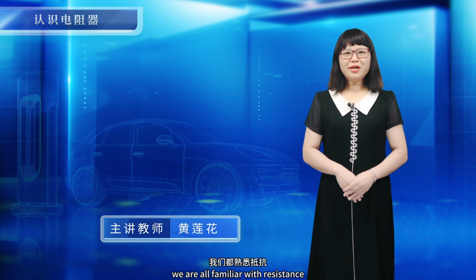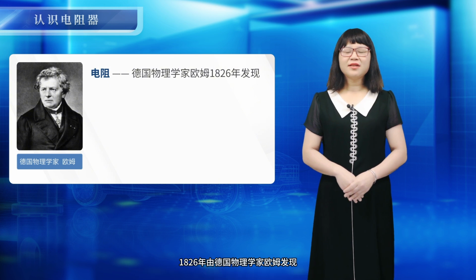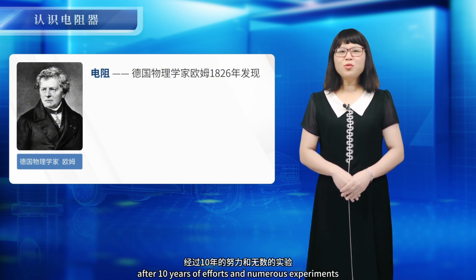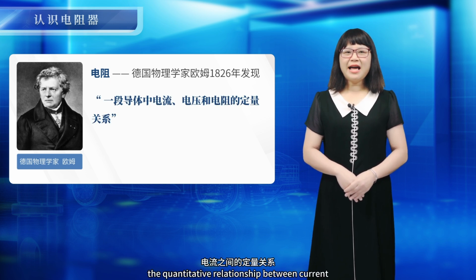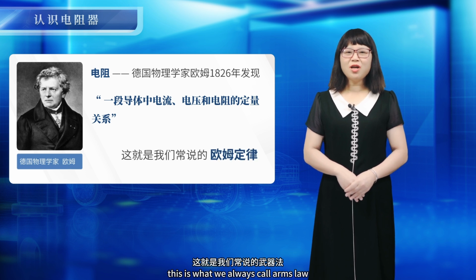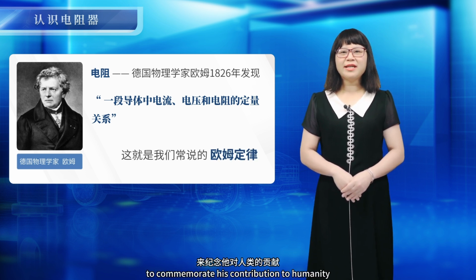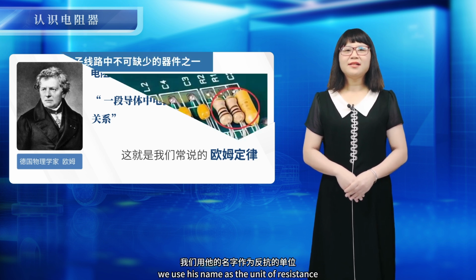We are all familiar with resistance. It was discovered by the German physicist Ohm in 1826. After 10 years of effort and numerous experiments, he finally concluded the quantitative relationship between current and voltage. This is what we always call Ohm's law. To commemorate his contribution to humanity, we use his name as the unit of resistance.